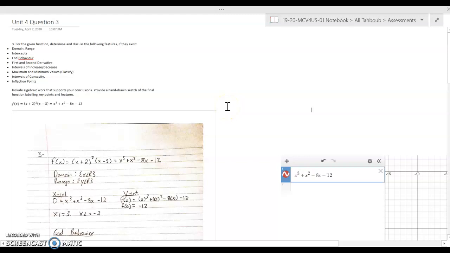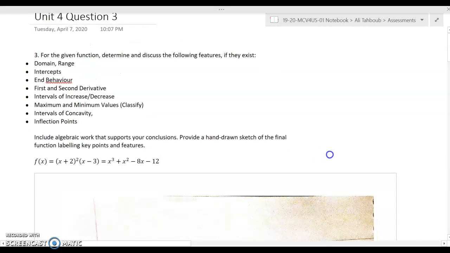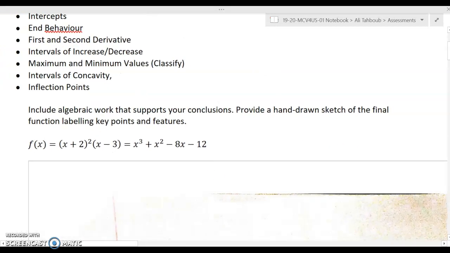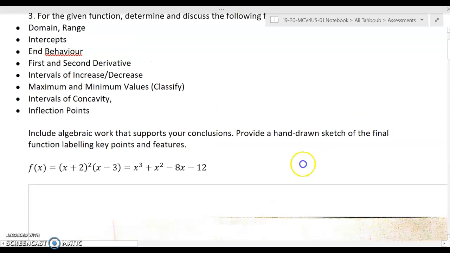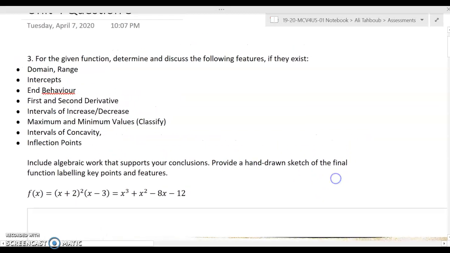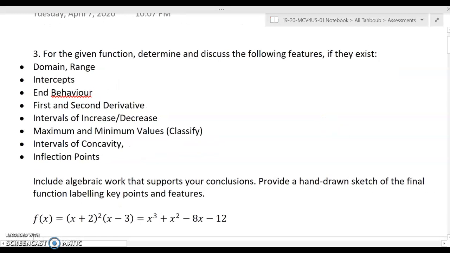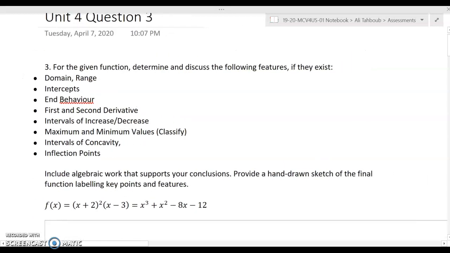Hello. So for question 3, I was given a function, f of x is equal to (x plus 2) cubed times (x minus 3). I was given it in factored form as well as in standard form. And I was asked to find and discuss the domain, range, intercepts, and behavior, first and second derivative, intervals of increase, decrease, max and mins, intervals of concavity, and inflection points, as well as a sketch of the final function.